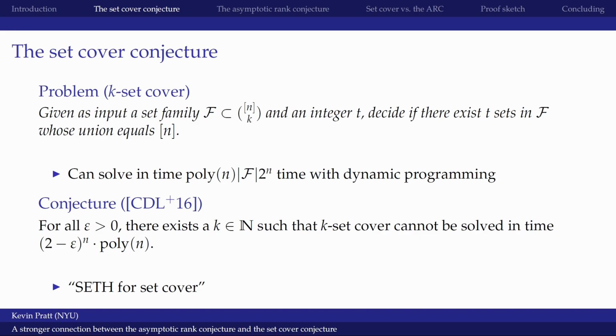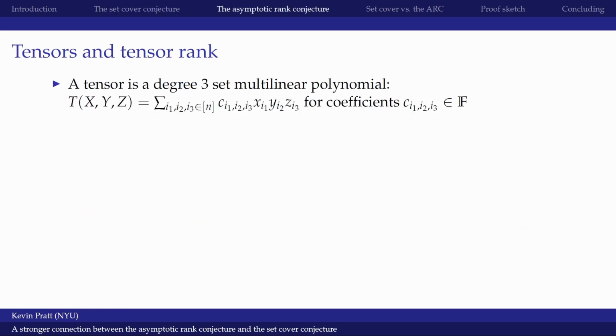This conjecture was proposed as it would imply fine-grained hardness results for a handful of problems for which we do not have fine-grained hardness results under the more popular strong exponential time hypothesis. And as a side note, there are no known implications between SETH and the set cover conjecture. So the second part of the story concerns tensors and tensor rank.